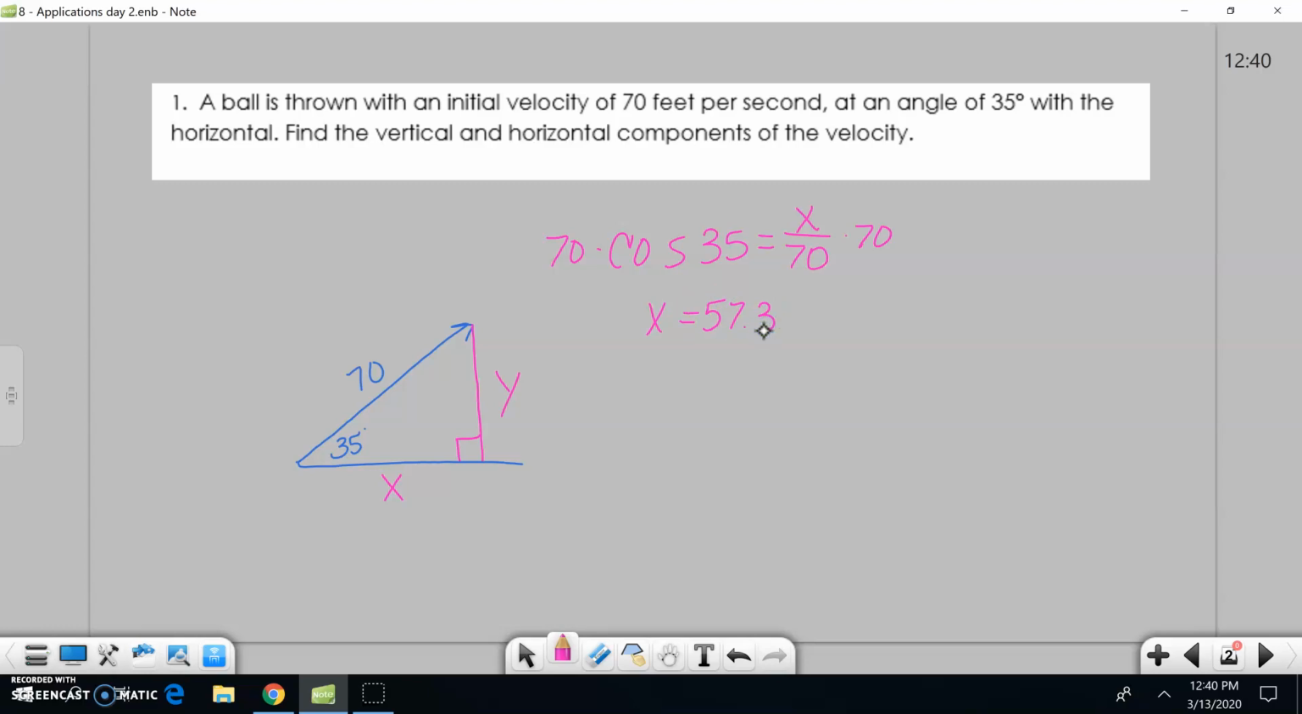Moving on to y, we're going to use sine to find your y value. So sine of 35 equals y over 70, because that is opposite over hypotenuse. Multiply both sides by 70, and you should get 40.2. Now remember, you're in the first quadrant, so both of your vertical and horizontal components will be positive. Put them in your component form brackets. You are done with problem number 1.